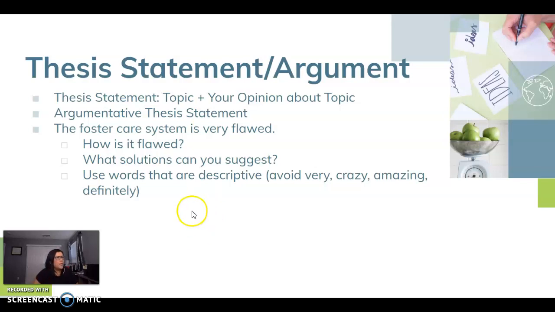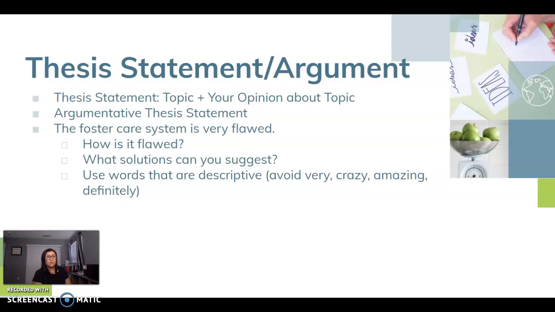Okay, and I was talking to one of my students earlier, Carissa, this is a shout out to you. Here's an example of a simple thesis statement, really. It says, the foster care system is very flawed. Okay, I think that's definitely an argument. Not a very strong one, I think, because a lot of people would agree that the foster care system is flawed, that there needs to be some changes, some reform, in order to improve it. And so it is an argument, but it's not very strong.